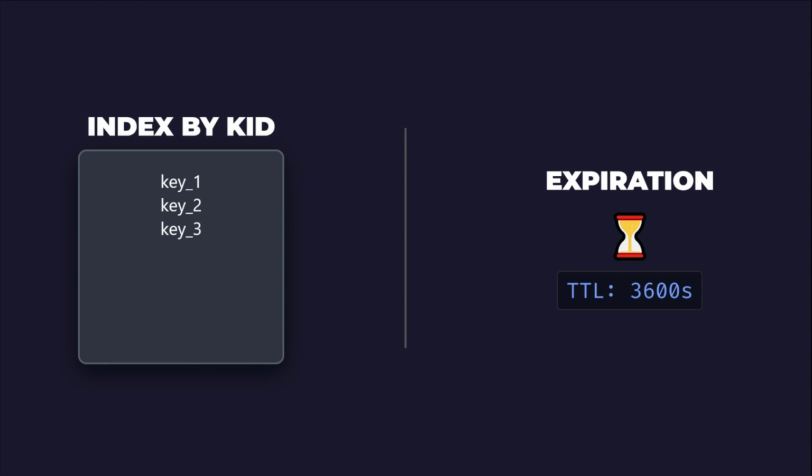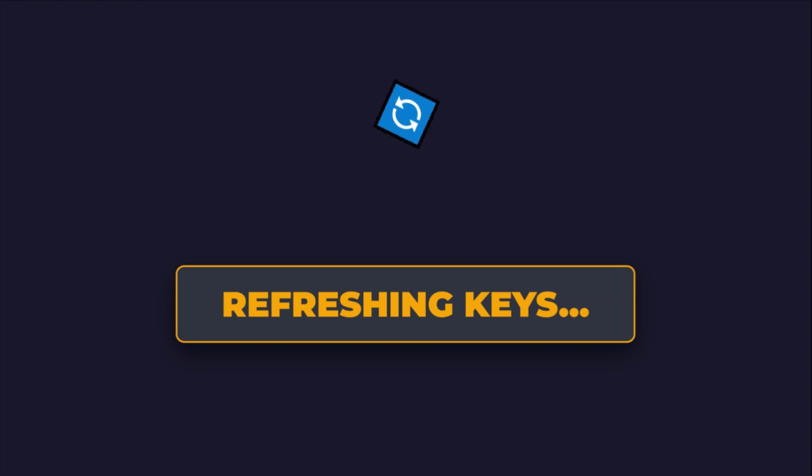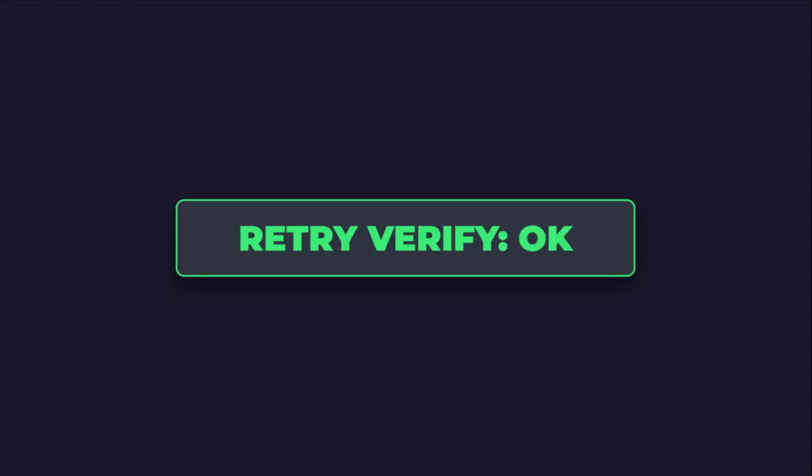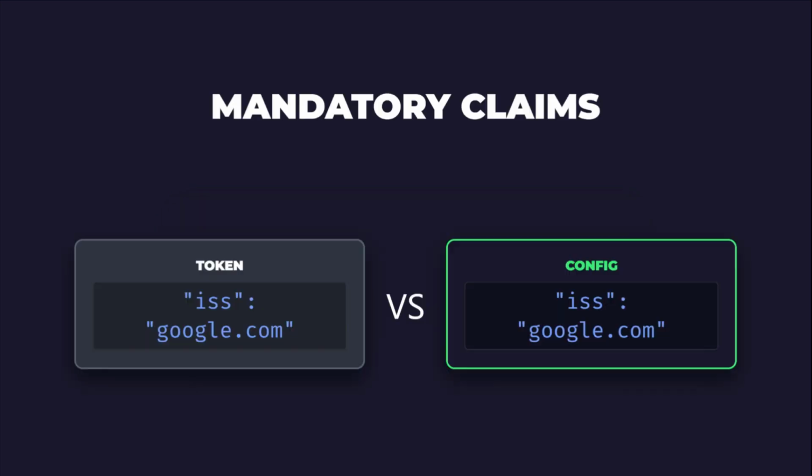Set the cache expiration based on the cache control or expires HTTP headers returned by the JWKS endpoint, typically measured in seconds. If signature verification fails, immediately attempt a forced refresh of the JWKS cache before declaring the token invalid, accounting for potential recent key rotation. This prevents transient failures during key rollover events.